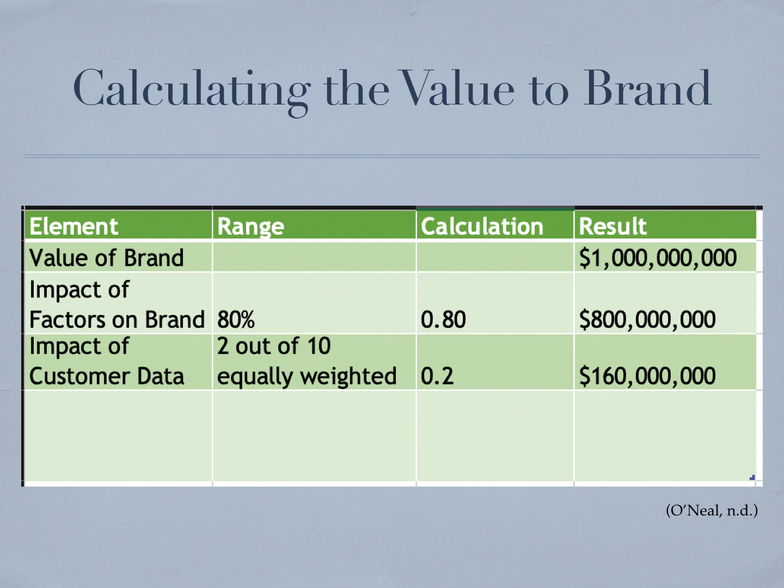This chart here shows how I calculated the value of brand. Say the brand value of CarMax is $1 billion. Impact of factors on brand is 80%. So we use the 0.80 to get $800 million. And then the impact of customer data is 2 out of 10 equally weighted. So we would use the 0.2 to calculate, giving us $160 million.